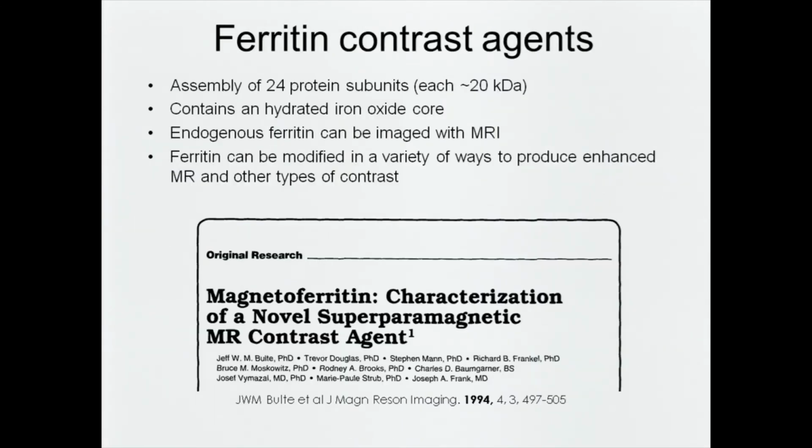So just to start off talking about ferritin. This is composed of 24 protein subunits that reach about 20 kilodaltons each. They're the body's natural mechanism for transporting and compartmentalizing iron, so it has a hydrated iron oxide core. There was a lot of work in the 80s based around imaging endogenously expressed ferritin. Then people made the logical jump that ferritin could be exploited or modified perhaps to produce enhanced contrast or to act as a contrast agent. I'm not going to go into this study, but as long ago as 94, this was recognized, and I think this is one of the first studies in this area.